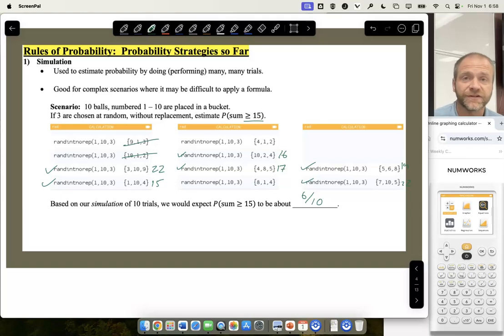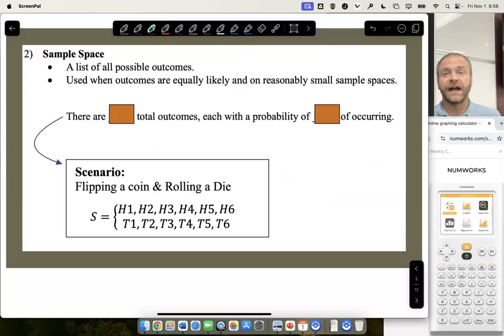That's what we did with simulations already. We looked at how we can use random integers to help us out. What else we learned was how to do different sample spaces. When you have a sample space, what you do is list off all the possible outcomes. And so I have right down there a scenario. I'm flipping a coin and rolling a die. If I just want to list them all out, we looked at that with the 2 dice with the images. We could also just list them.